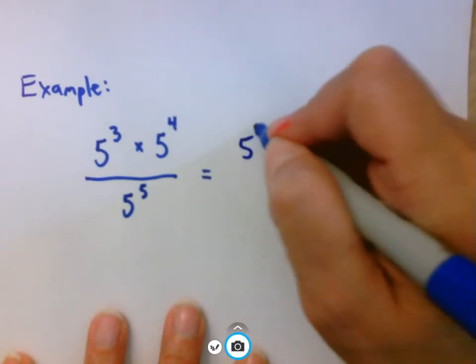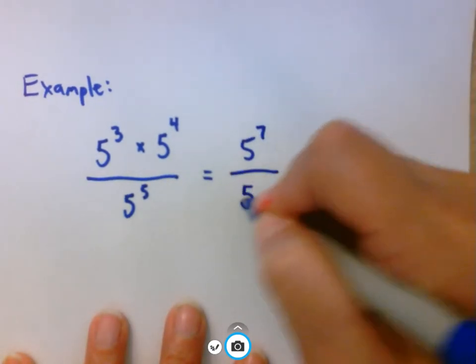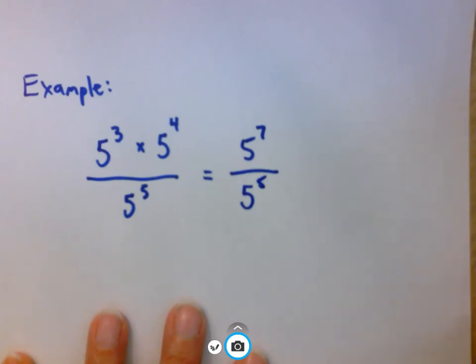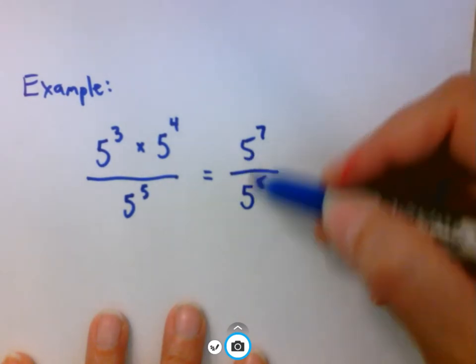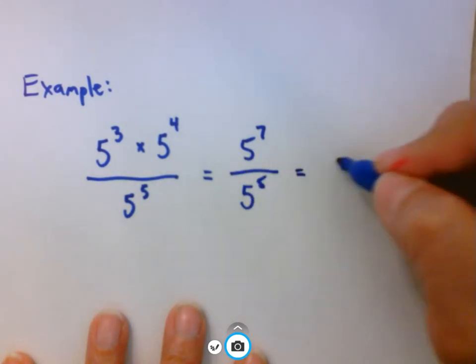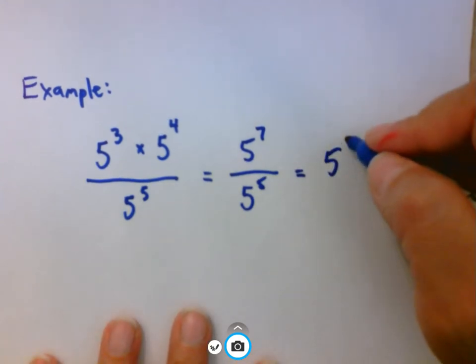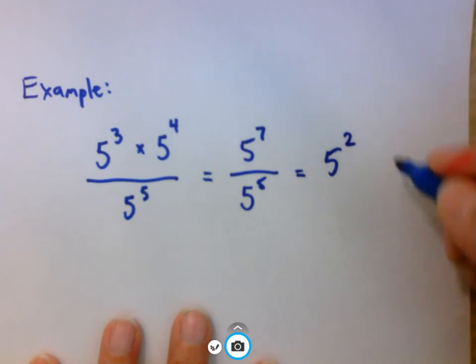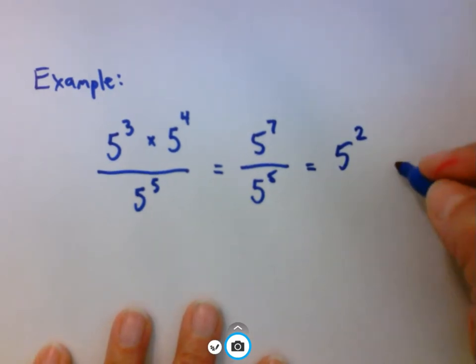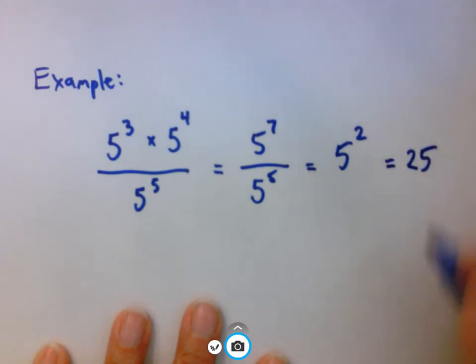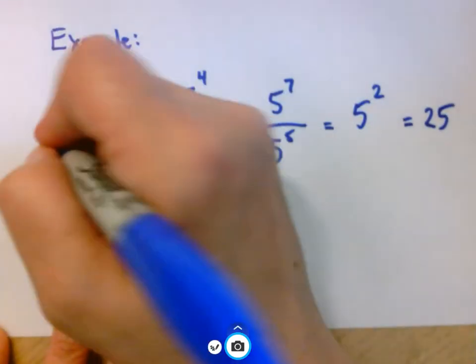So this is 5 to the exponent 7 over 5 to the exponent 5. And now we have a division with the same base. Okay, so now the base stays the same, and we subtract the exponents. So that's going to be 5 to the exponent 2. And 5 to the exponent 2 we can do in our head. That's 5 times 5, which is just 25.